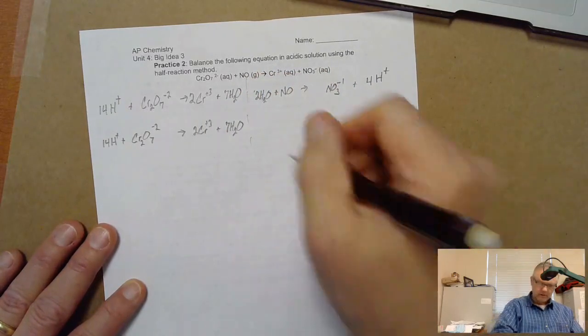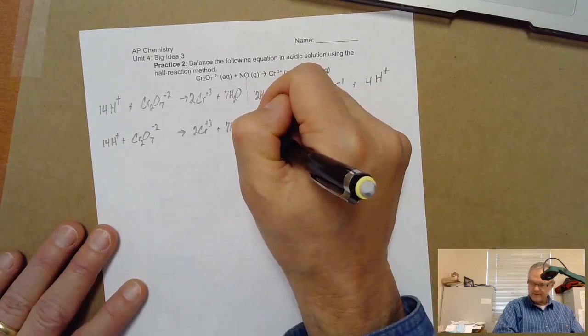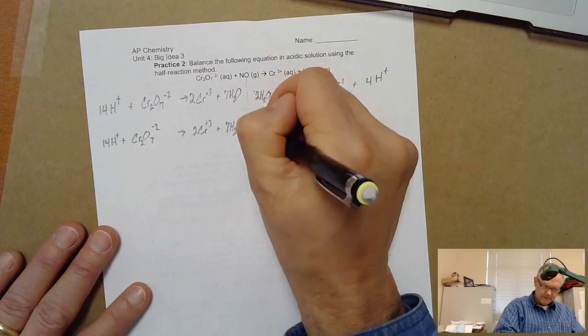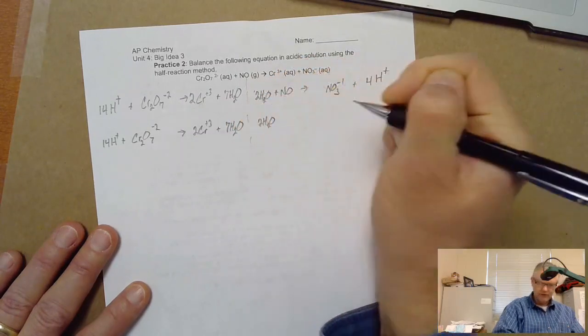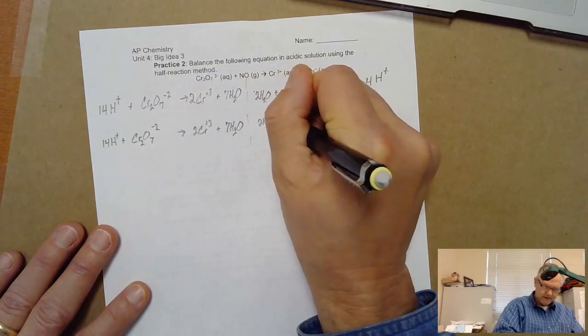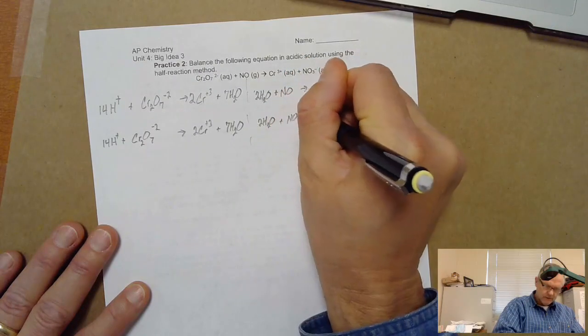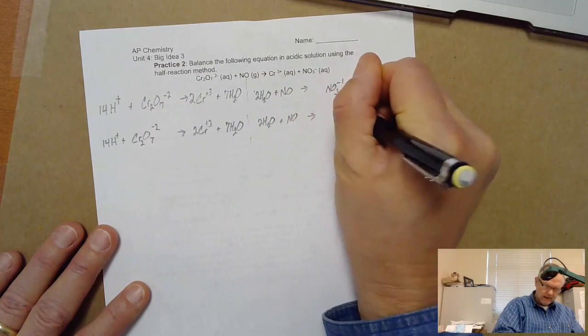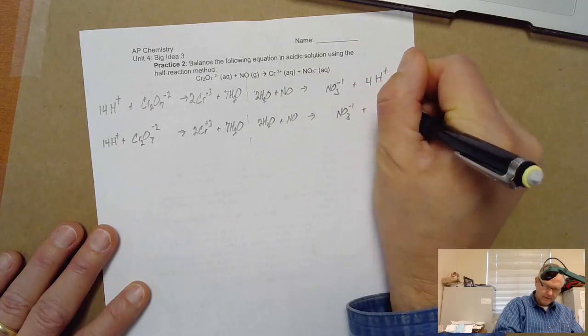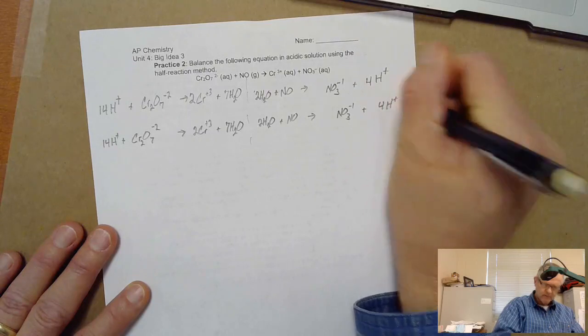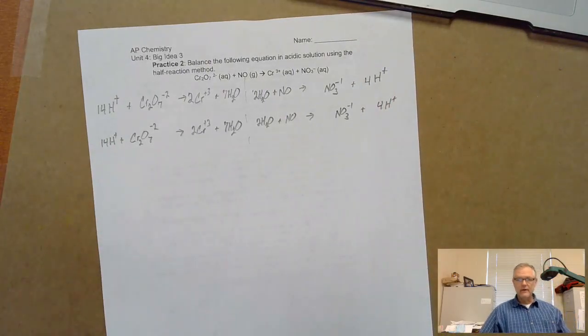Alright, so now I'm going to come over here and do the same thing. So I'm going to say 2 waters plus the NO yields the NO3 -1 ion plus 4 hydrogens. Alright, so I rewrote it, and now I'm going to go in and balance out my charges.